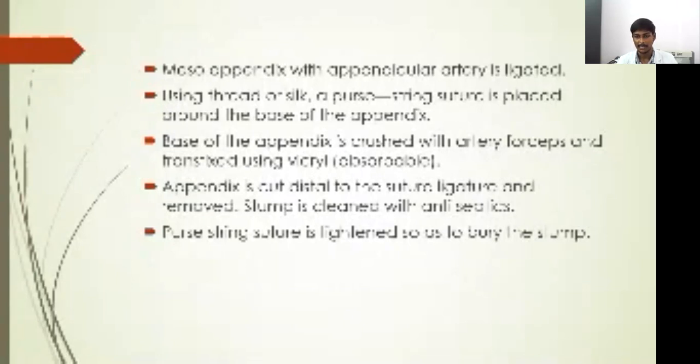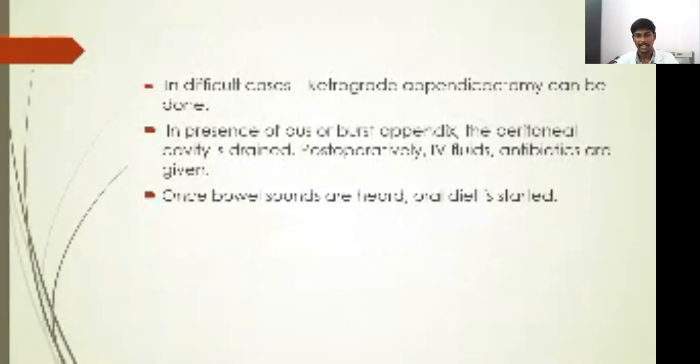Stump is cleaned with antiseptics, usually betadine, and then the purse string suture is tightened and burial of the stump is done. In difficult cases, retrograde appendicectomy can be done in presence of pus or burst appendix. The peritoneal cavity is drained. Post-operatively, IV fluids and antibiotic care are given to the patient. Once bowel sounds are heard, oral diet is started.